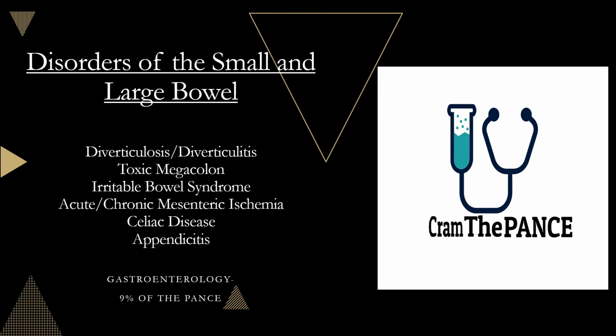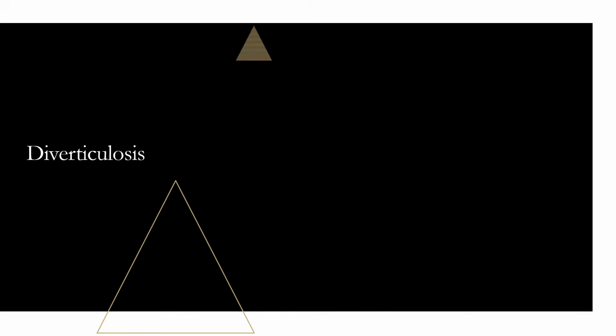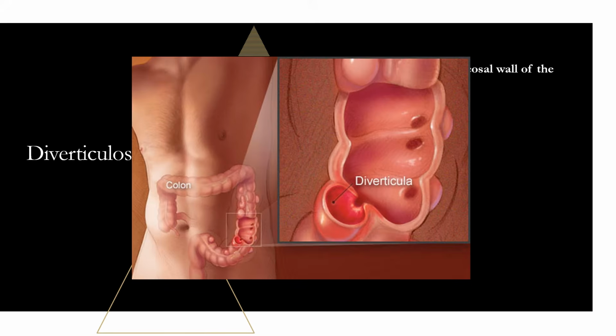So let's go ahead and get started with diverticulosis. The difference between diverticulitis and diverticulosis is that diverticulosis is just sac-like protrusions or herniations of the mucosal wall of the colon, but no inflammation, no pain normally in these patients. So this is just the start of it. This is what this actually looks like.